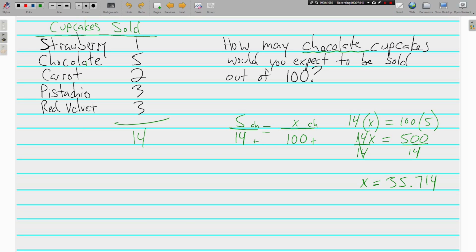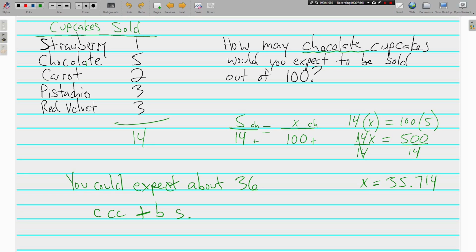So I'll probably just round and say you could expect, this is getting ugly, you could expect about, I'm going to use the word about because I'm going to round 35.714 to what? 36. You could expect about 36 chocolate cupcakes to be sold. Now I abbreviated horribly because my pen's not working anymore on this screen. But you get the idea.